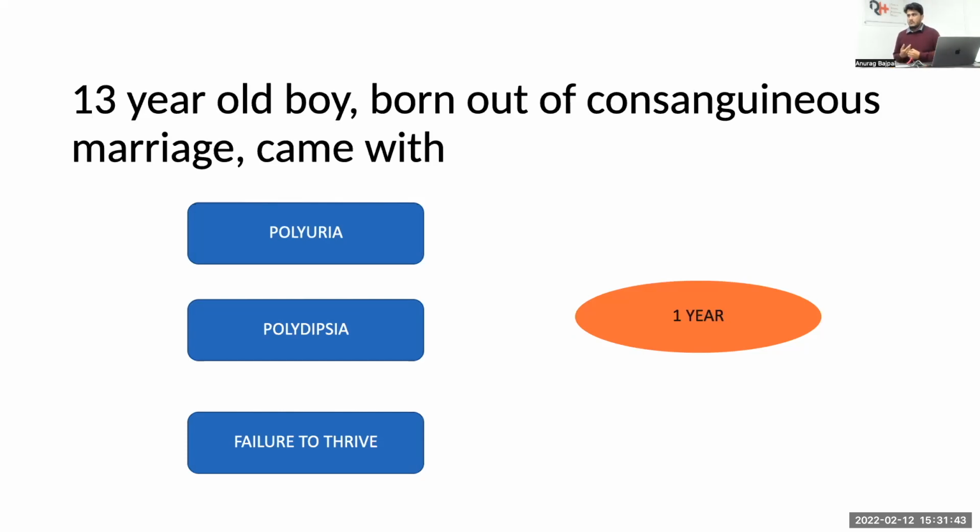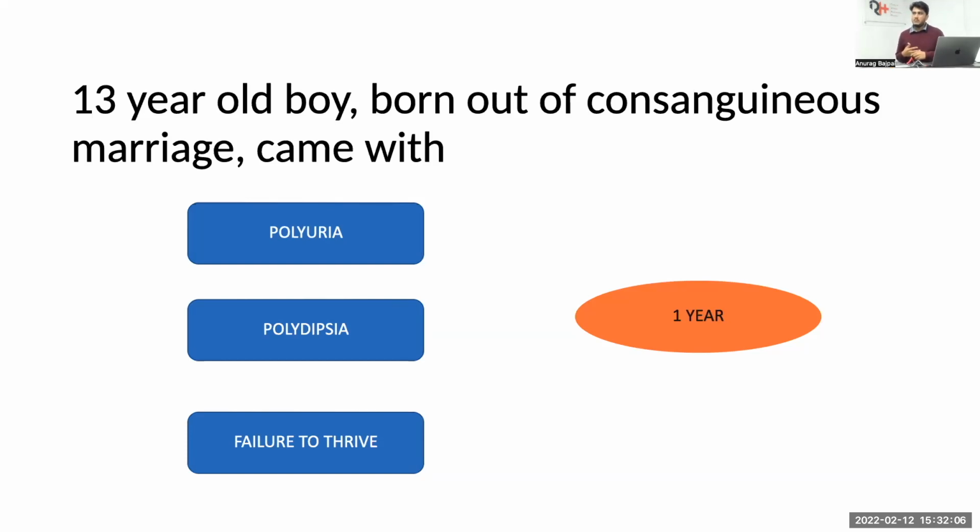One by one. Can it be a solute load? Solute load is very unlikely because if it were high glucose, it couldn't run so long. So that's out. Now, can it be free water excess? Free water excess can be a possibility of primary polydipsia, psychogenic or compulsive, but a 1-year onset is too early for that.